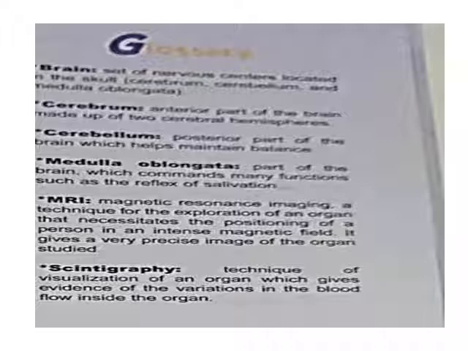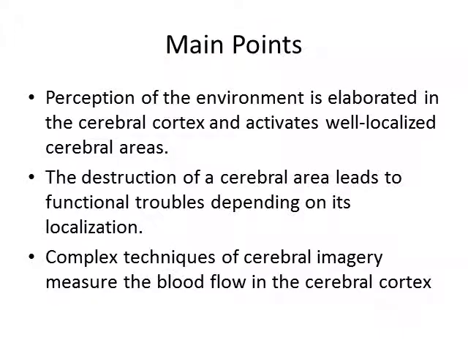The medulla oblongata is the part of the brain which commands many functions, such as reflexes. So it commands functions. This is all I want you to know. The MRI and the scintigraphy are both techniques to explore the brain. The main point of this activity is that the perception of the environment is elaborated in the cerebral cortex and activates well-localized cerebral areas. So depending on what's happening in the environment, a specific cerebral area will be active.